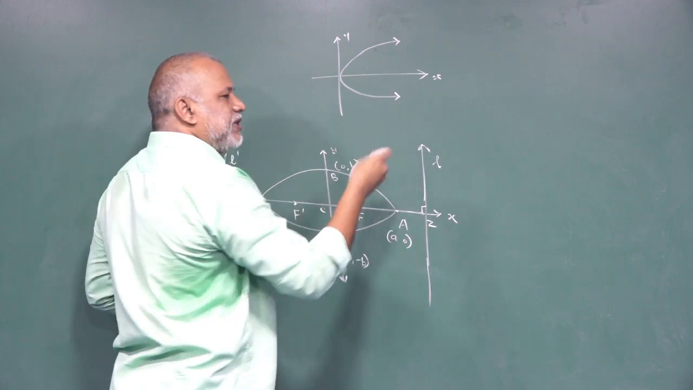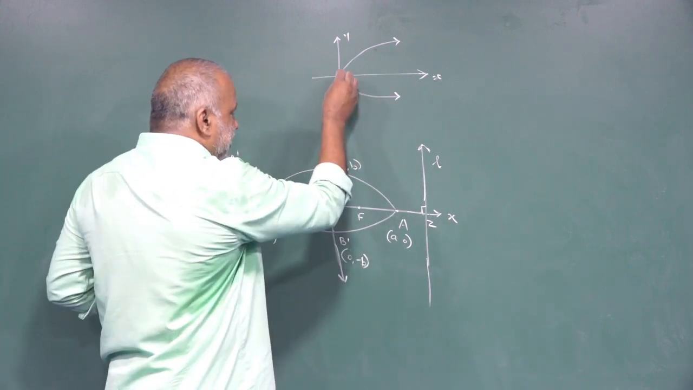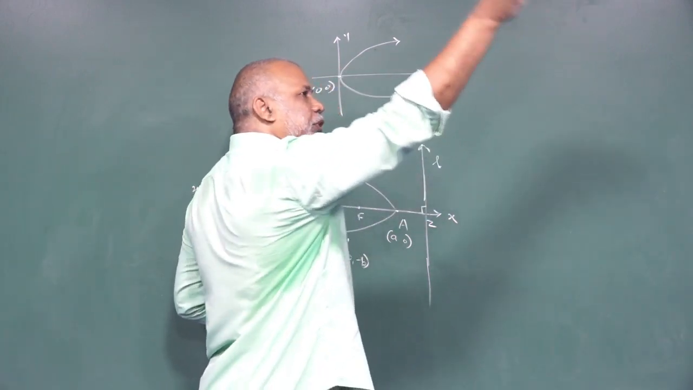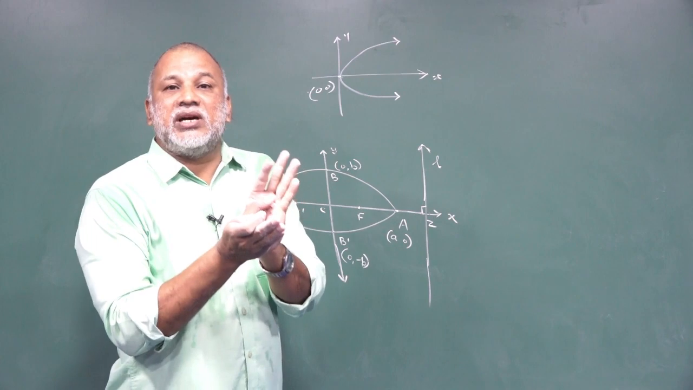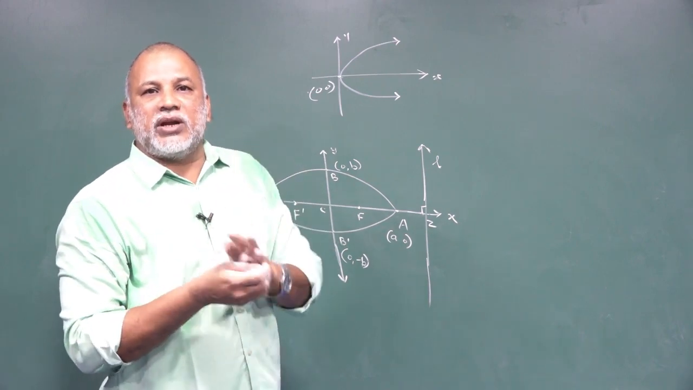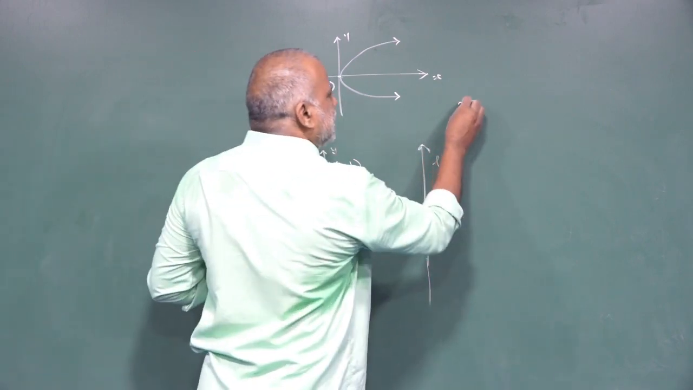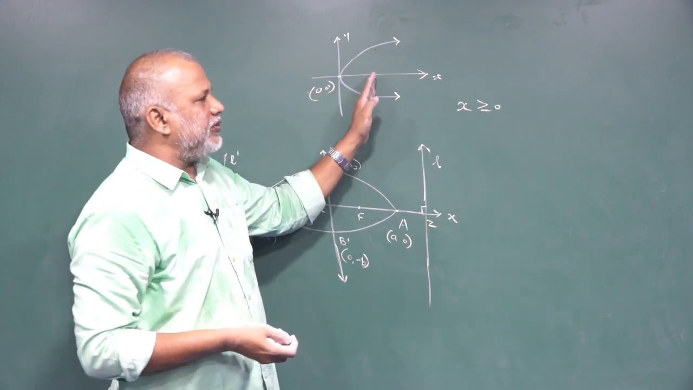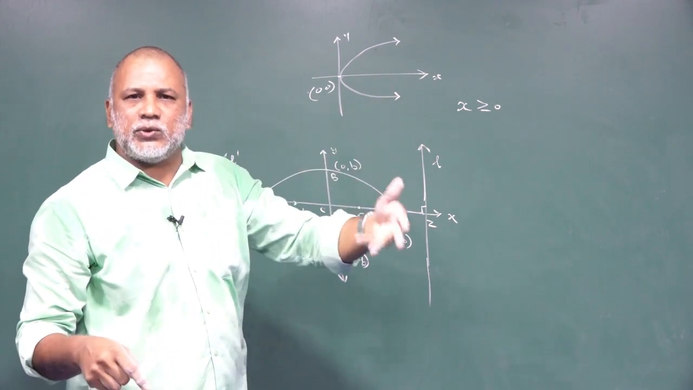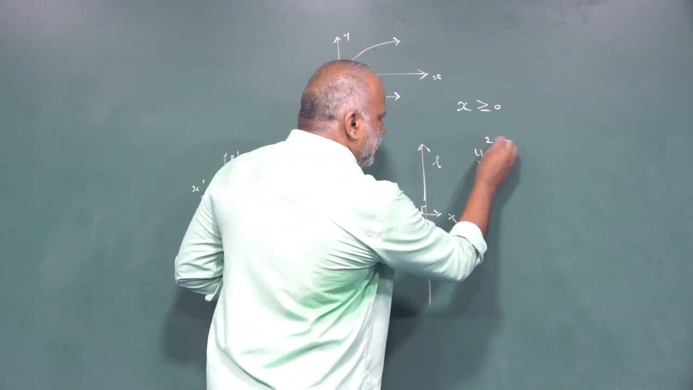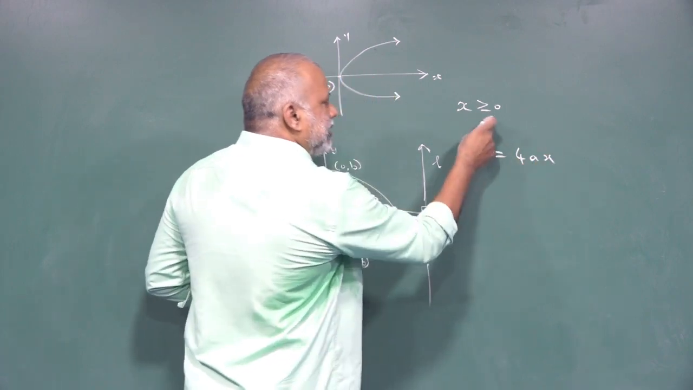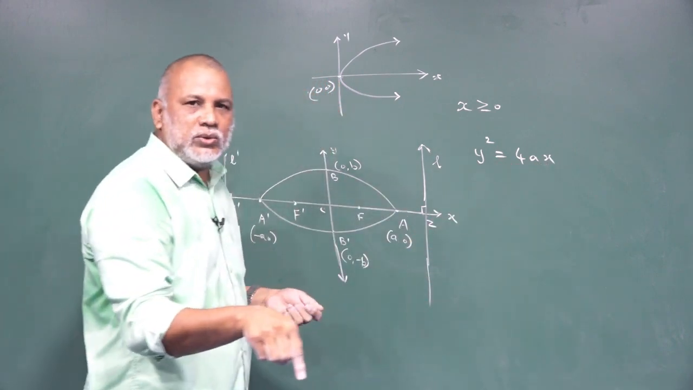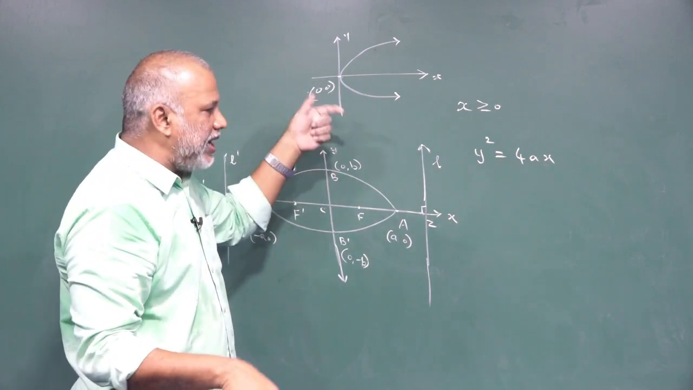The existing place of this parabola, what is the meaning? From the origin 0, 0, it goes on up to infinity. So this is called an open curve. So the parabola is an open curve. It exists for x greater than or equal to 0. What is the meaning of x greater than or equal to 0? For any value of x greater than or equal to 0, you can get the values of y. See here, y squared equals 4ax. Suppose you substitute x equal to 0, y is also 0. That is the starting place, the origin; it passes through the origin.